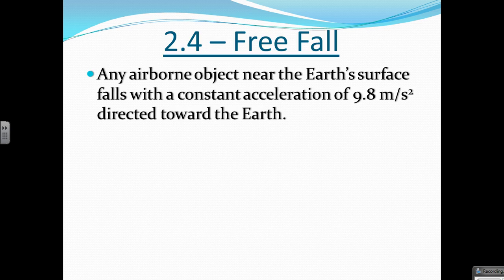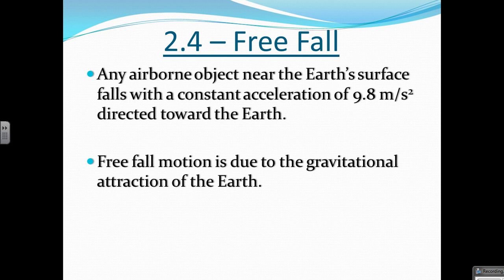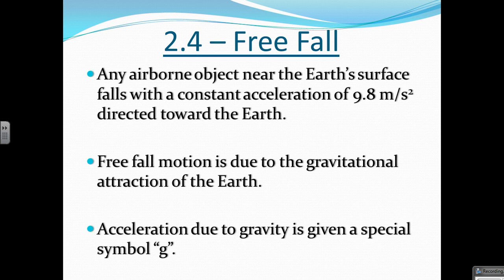The last thing we're going to talk about today is free fall. Free fall is any airborne object near the Earth's surface that falls with a constant acceleration of 9.8 meters per second squared directed towards Earth. Free fall is motion due to the gravitational attraction of Earth. We learned last year in Newton's universal gravitation that there's a more sophisticated equation that can be used to determine acceleration at any point in the gravitational field. The 9.8 meters per second squared just refers to the gravitational field at the surface of the Earth, so that's constant there. That acceleration is given a special symbol, and that is the lowercase g.